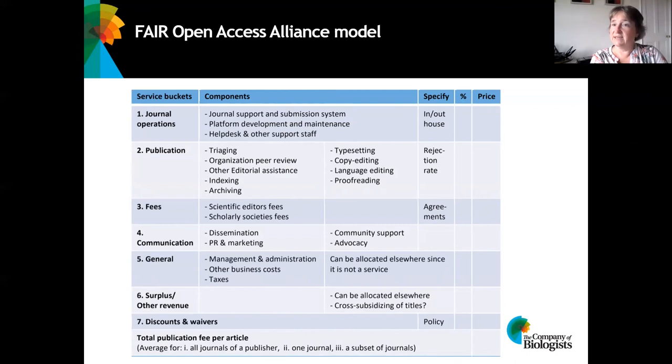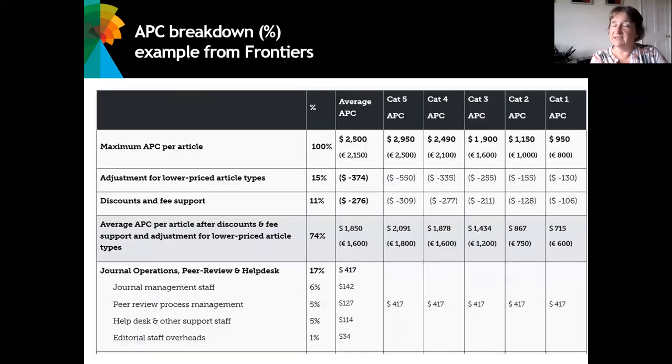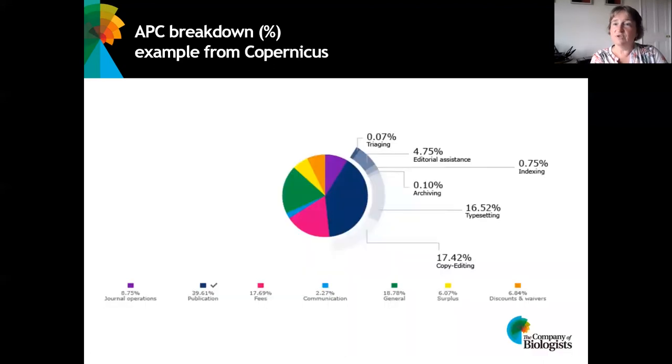So the Fair Open Access Alliance linked to a number of examples. One of them is from Frontiers, and that is reporting, again, very much in that table format. And you can see that they've shown the APC and then the actual dollar equivalents in the different areas of activity for the journal. And again, they've shown different categories, so it might depend on which journal an author is submitting to. They also link to another example from Copernicus, where they've used the same scheme for breaking down the APC allocations, but they've again shown it in an infographic format, so you can see where the spend is allocated.